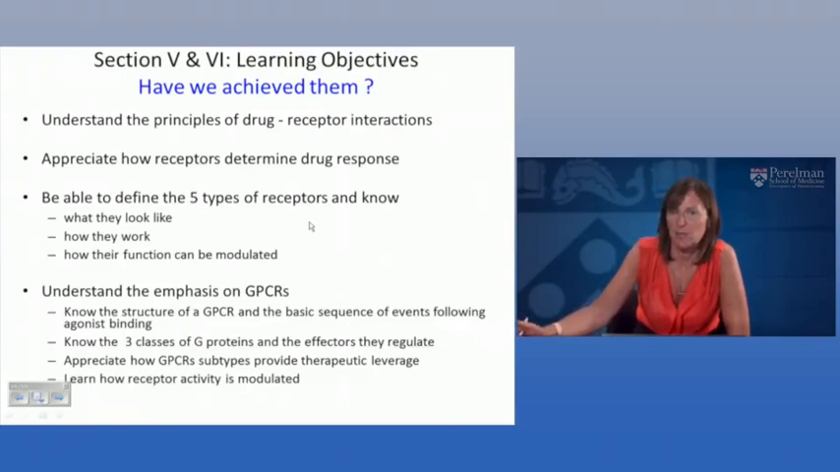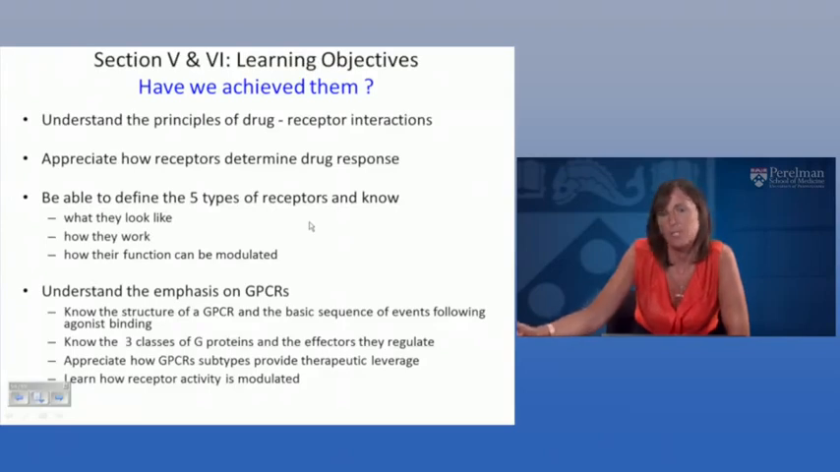Know the 3 classes of G proteins and the effectors that they regulate. So we talked about GS, GI, and GQ, and how GS was stimulatory, the effector being adenyl cyclase, second messenger cyclic AMP. GI, the second one, the effector also being adenyl cyclase, but the ultimate impact being inhibition. And the third, GQ, the effector being phospholipase C, with the ultimate increase in intracellular calcium and pharmacodynamic response.